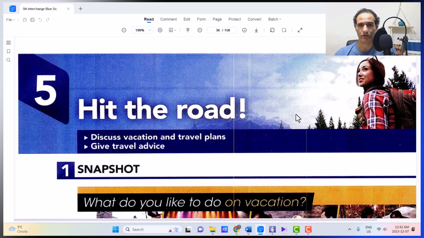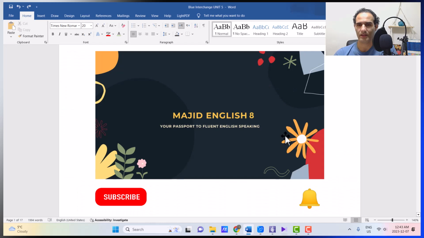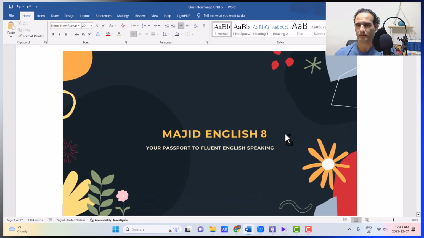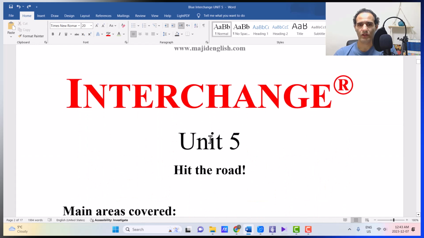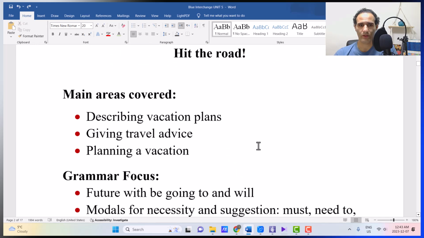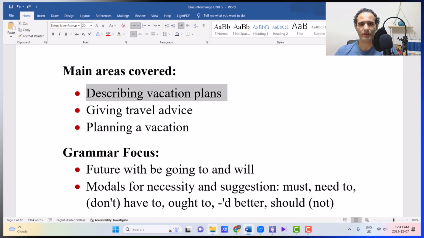Okay, so today we are going to talk about trips and travel, as the title suggests, because hit the road means start a journey, travel or trip. So let's go to the word file and see what we have here. At a glance, Unit 5, hit the road, and main areas covered today are describing vacation plans, giving travel advice, planning a vacation.